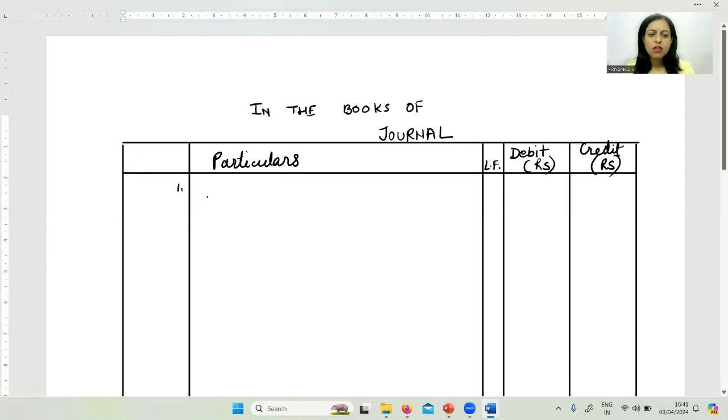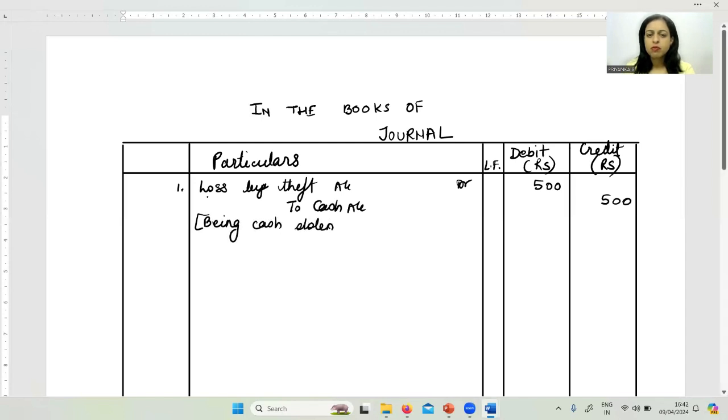So first thing, whenever I write all the debit entries, I will write here loss by theft account, debit, 500. And what is lost? What is going out of the business? Cash. So to cash account, 500, being cash stolen by cashier. Correct? This is the first transaction.